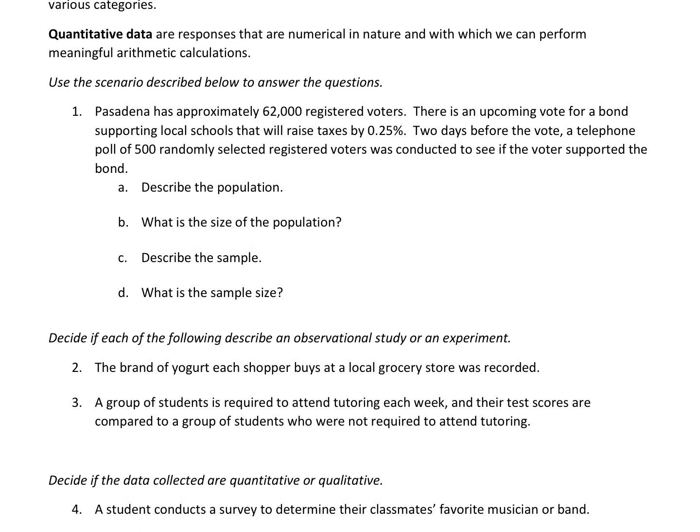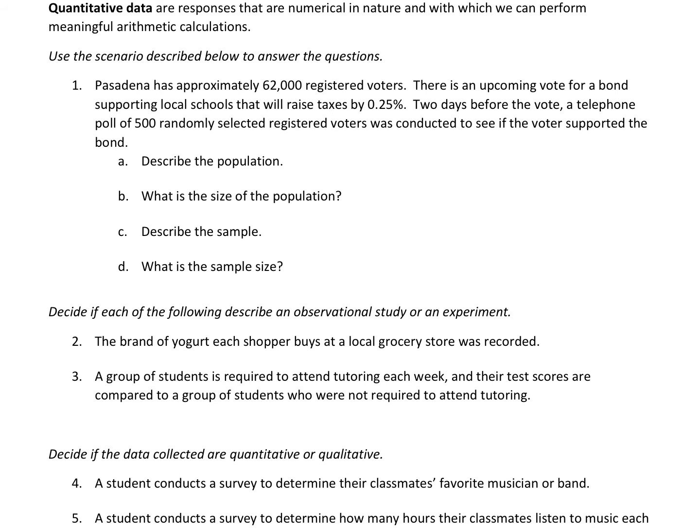So let's look at some examples. Number one, Pasadena has approximately 62,000 registered voters. There is an upcoming vote for a bond supporting local schools that will raise taxes by 0.25%. Two days before the vote, a telephone poll of 500 randomly selected voters was conducted to see if the voters supported the bond. We have 4 parts now to answer.